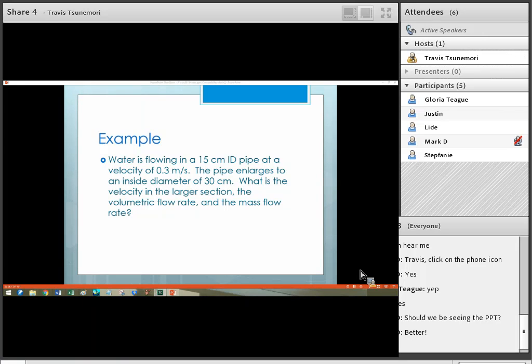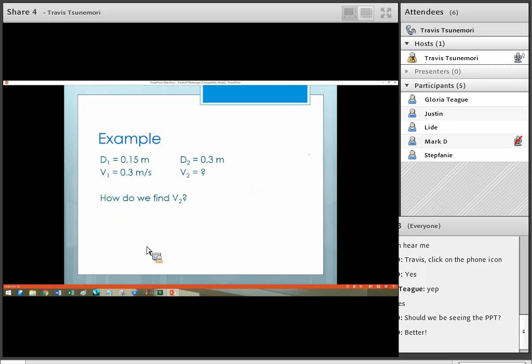Okay, so we've got water flowing in a 15 centimeter inner diameter pipe at a velocity of 0.3 meters per second. The pipe enlarges to an inside diameter of 30 centimeters. What is the velocity in the larger section? The volumetric flow rate and the mass flow rate. Okay, so we know 3 of the 4, and we know our equation, right? So then we've got the V1 and D2, and we want to solve for V2.